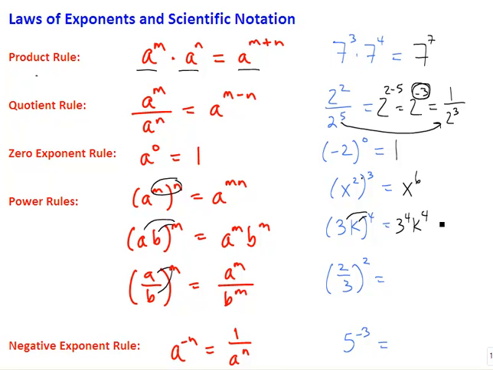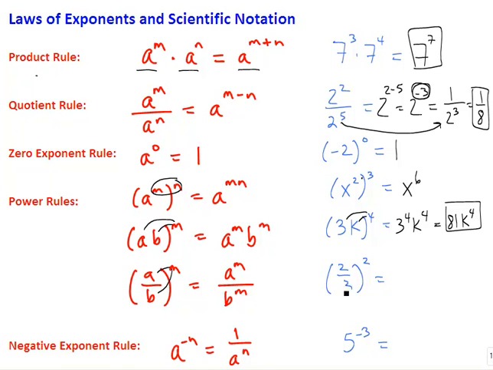And 3 to the fourth is small enough that you could probably do that in your head. 3 to the fourth is 3 times 3 times 3 times 3, which makes this 81 k to the fourth. I didn't do that up here because 7 to the seventh is a pretty large number that I probably wouldn't know off the top of my head. 1 over 2 cubed, if you wanted to change that, 2 cubed is 2 times 2 times 2, so this could also be written as 1/8. My rule of thumb is usually if the power and the base are small enough that I can do it in my head, then I figure it out. If the power and the base are too large, then I just leave it in exponential form.